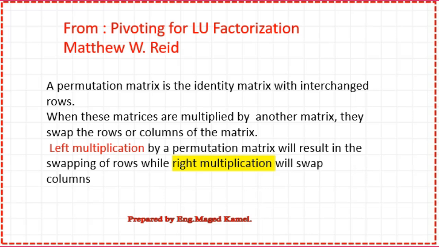This is a new video, and our subject today is talking about the permutation matrix. And from Pivoting for LU Factorization by Matthew W. Reed, I quote this explanation. First, a permutation matrix is an identity matrix with interchanged rows.